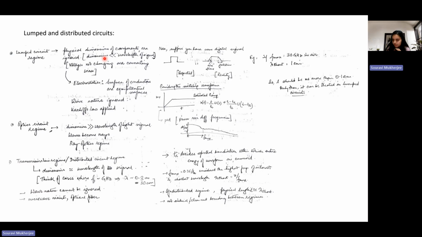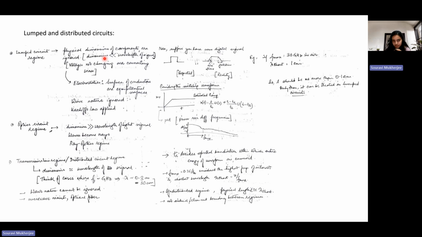Which are very useful when we talk about circuits, typical circuits. So all these laws are applicable when we talk about the lumped circuit regime. Now, there can also be another regime, which is the ray optics regime, where it's the other extreme, where the dimensions are much, much larger than the wavelength of the light.